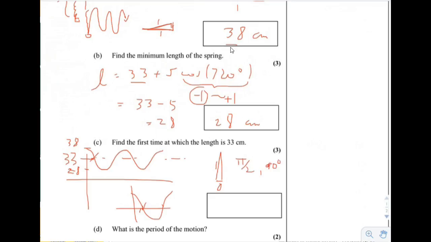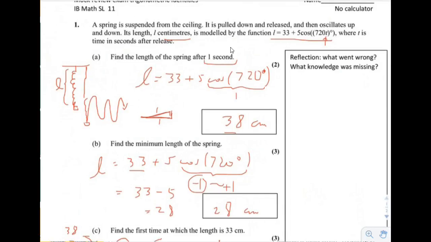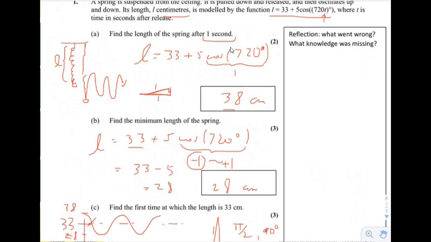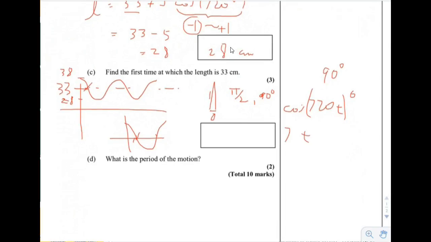And in this case, we need to see when is the inside of the cosine going to be 90 degrees? Okay, so that would be cosine of 720t. When is this part here going to be 90 degrees? So to figure that out, we go 720t equals 90, and then we say t is equal to 90 divided by 720, okay, which is equal to 1/8. So t is equal to 1/8 of a second.